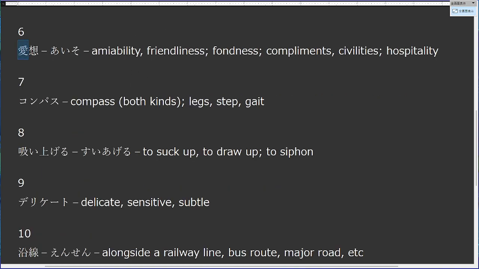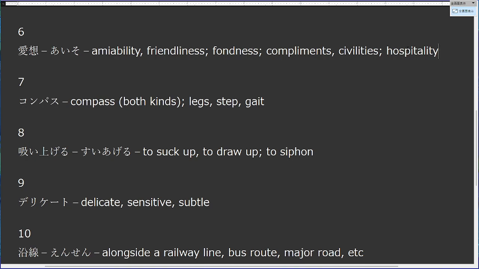Number 6 is aiso. Ai on the left side for love or affection, and so on the right side for kind of idea or imagination. So aiso is our noun for amiability, friendliness, fondness, compliments, civilities, or hospitality. I think it's also an adjective. Nope, it's just a noun. So amiability and friendliness makes sense. Compliments or civilities also make sense. You're giving some love ideas or some affectionate ideas, or hospitality, showing some affectionate ideas.